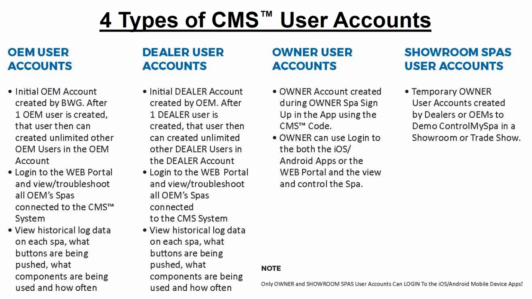Just as a review from previous videos in our introduction video, we're going to review the 4 types of CMS user accounts. There is an OEM user account, there's a dealer user account, and there's an owner user account. There's also, parallel to the owner account, a showroom spa account, which is simply a temporary owner account used by salespeople like dealers or OEMs to demo the ControlMySpa system at a showroom or trade show, and that can easily be overwritten by a new user.